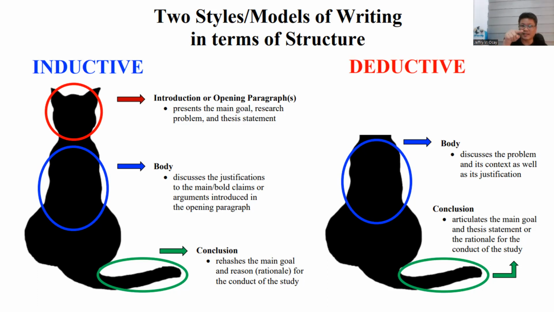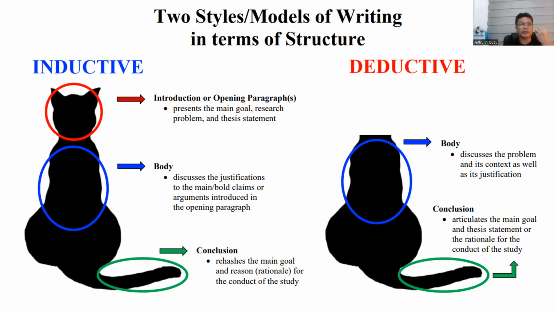So as you can see, there are steps here. There are parts to address in writing the part of your thesis or dissertation. If you use the inductive style of writing, you know right away that what you need to do is start with the research problem, the research goal, and then the thesis statements. That's what you need to do in the opening paragraphs of your background of the study written using the inductive style. And after that, you know exactly what to do next.